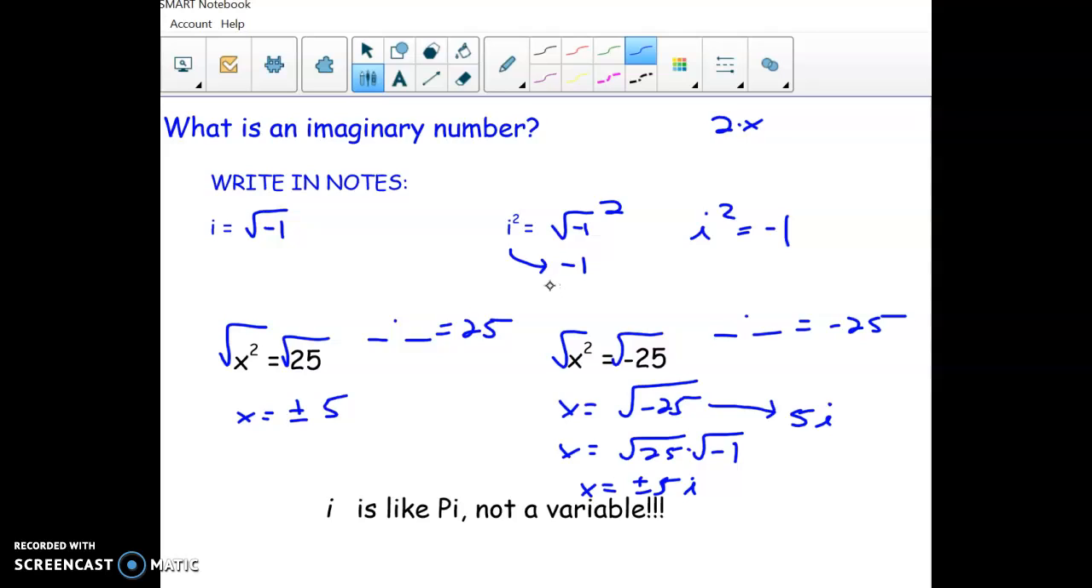All right, so hopefully you got some notes down on this, and now we're going to do some simplest radical form involving imaginary numbers.